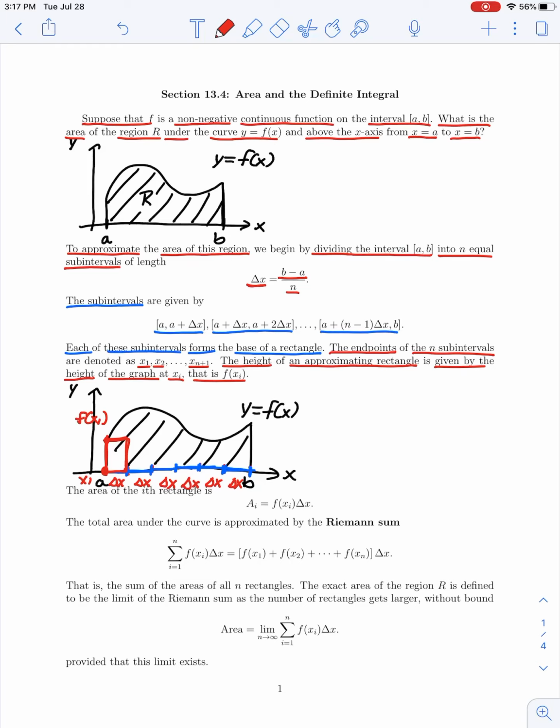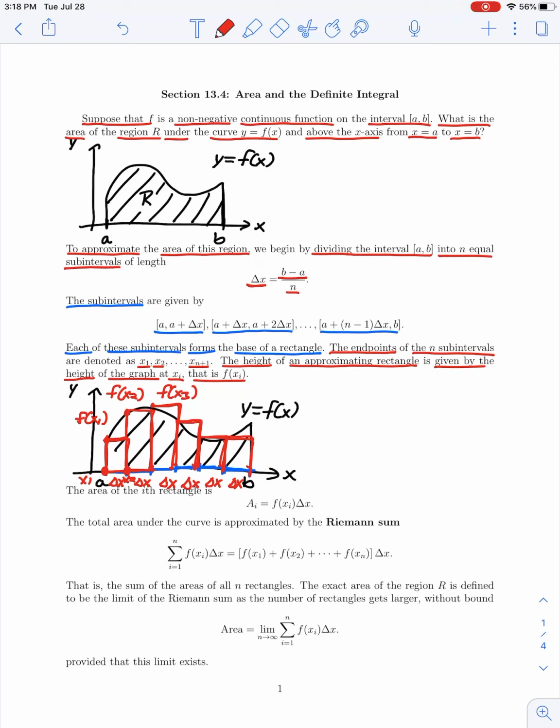Now for my second point, x2, the left endpoint of my second interval, I could take the height of my rectangle as f of x2, where the base of the rectangle is the second subinterval, so I have this little rectangle. And so on. I could keep constructing these values, and I would have a bunch of little rectangles which are sort of overlapping the area of this shaded region that we're interested in.